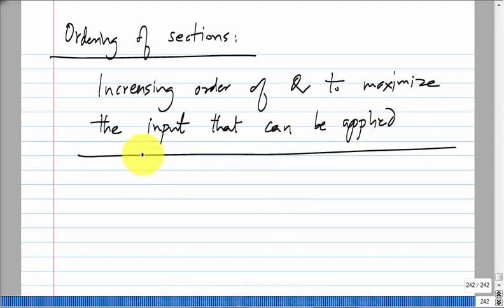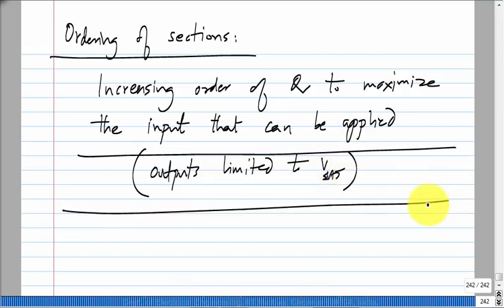This of course assumes that the outputs are limited to the saturation voltage Vsat. I mean all outputs are limited to the same value, right? No, no, we assume that the cascade connection does not affect individual transfer functions, right? And that is by and large true if you make them with op amps. Is that what you are concerned with?